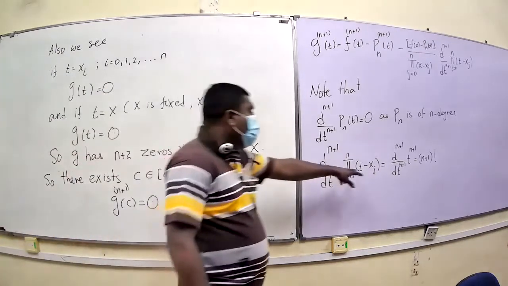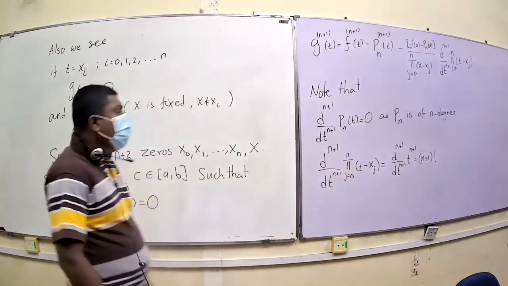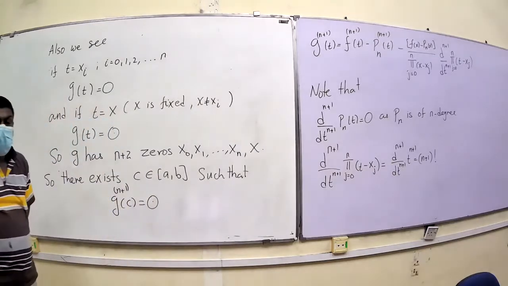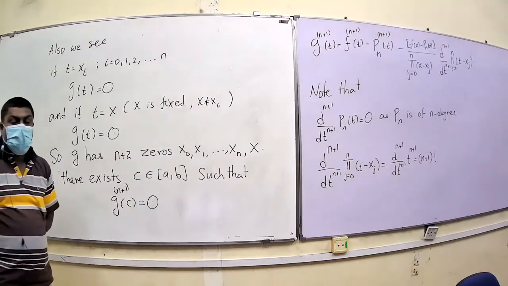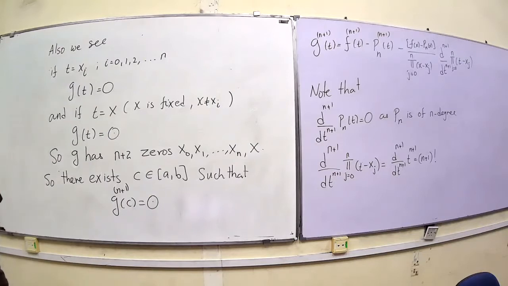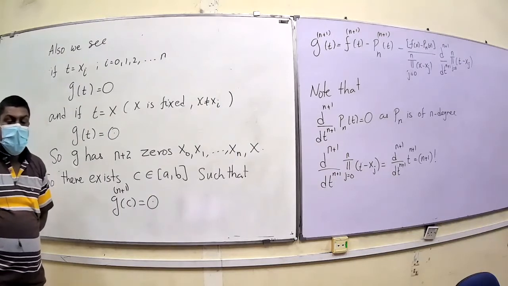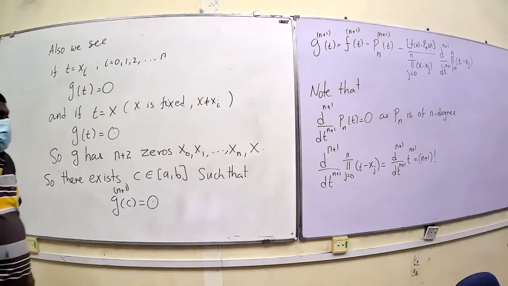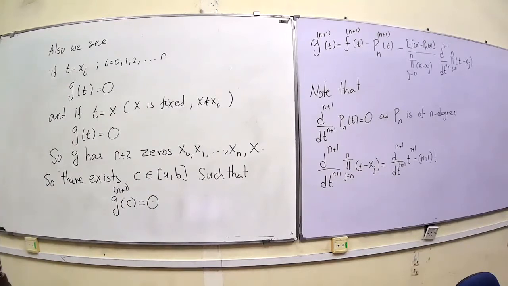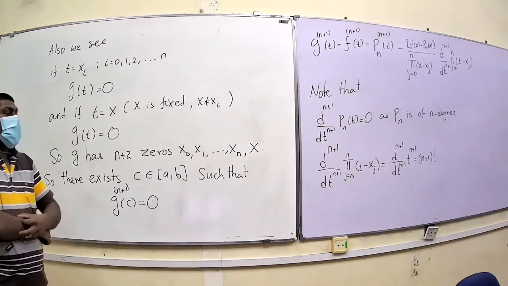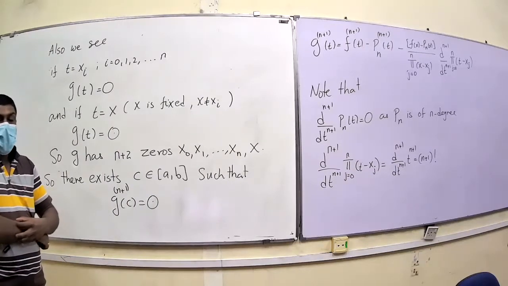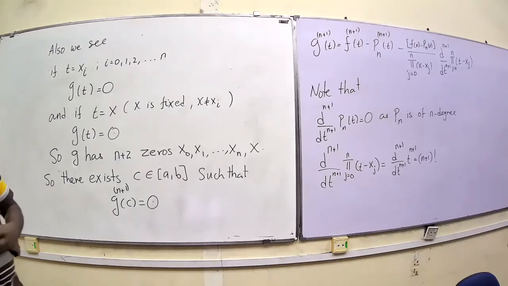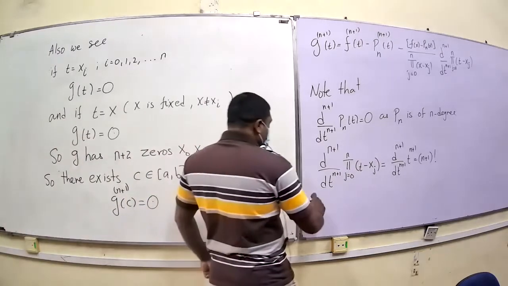And for this function, t minus xj, j running from 0 to n, when you multiply everything together, the largest power you are going to get is t to the power n plus 1. So that is the biggest power: t minus x0, t minus x1, up to t minus xn. So when you take the derivative of that n plus 1 times, you get n plus 1, n, and so on, so you will get n plus 1 factorial, right?